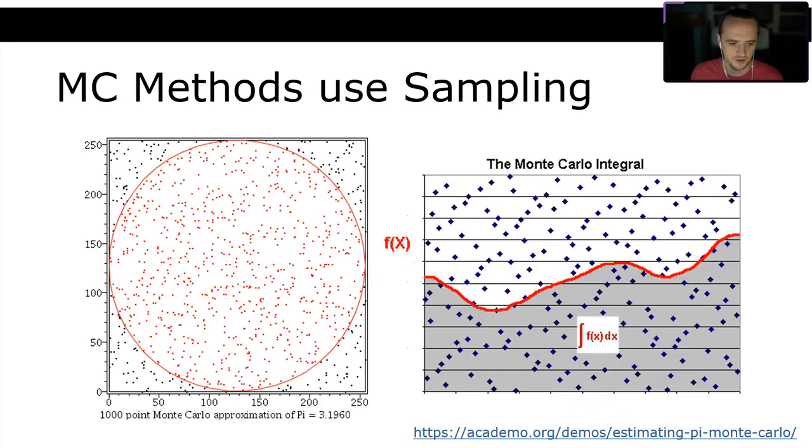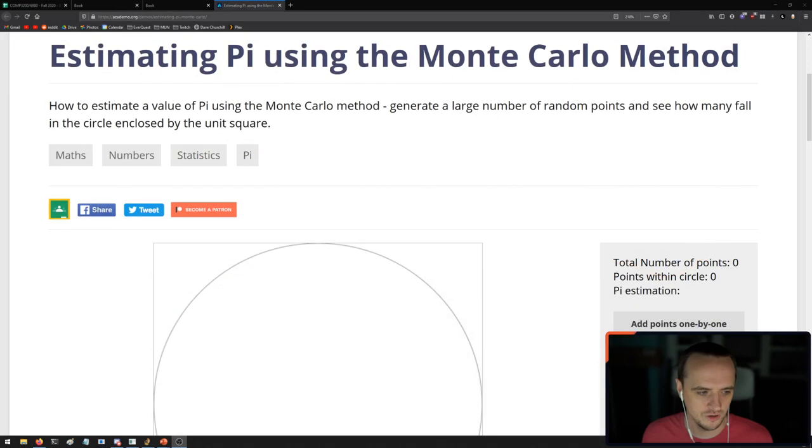I actually have a nice demo here, and I want to open this, so just give me a second for that. Okay, I need to go back here and switch this. So, you can see on the screen here, Monte Carlo methods are methods that use sampling in order to solve a problem. So I'll show you a really good example of this right now.